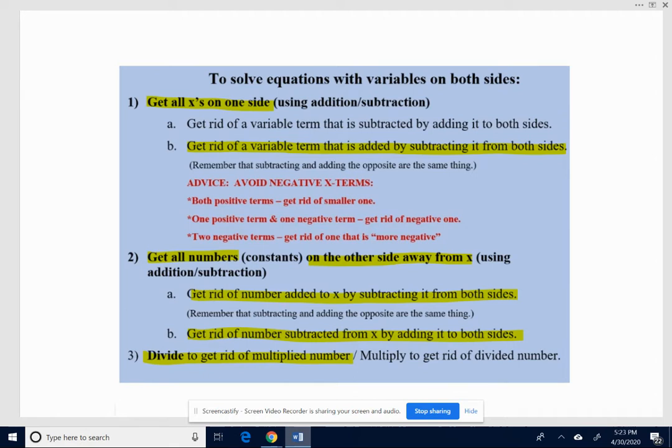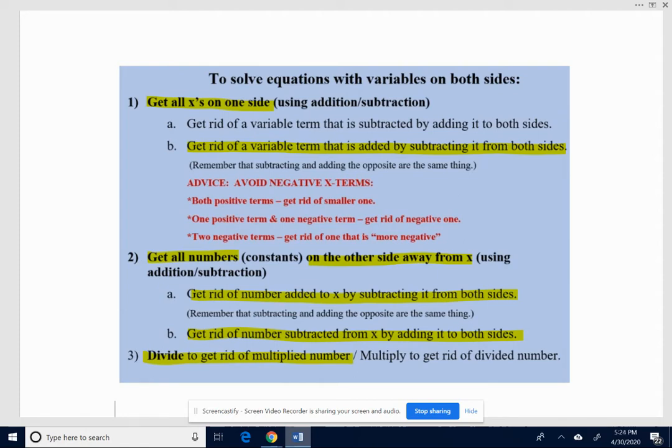The most you would do on any of these problems on the puzzle: you'd get all the x's on one side first, and they're all going to be positive x's. Get rid of the smaller positive x by subtracting it from both sides. Next, get all the numbers away from your x. If there's a number added to x, subtract it from both sides. If there's a number subtracted from x, add it to both sides. The very last thing is to divide to get rid of the multiplied number.